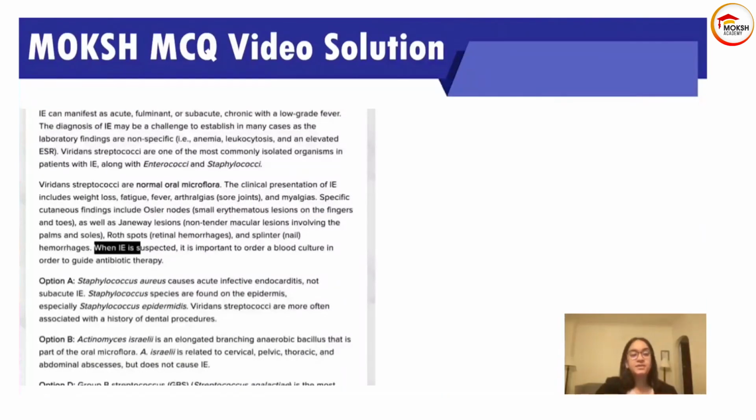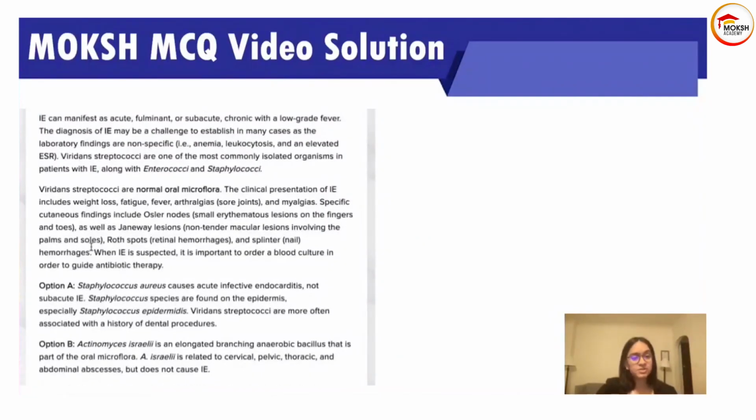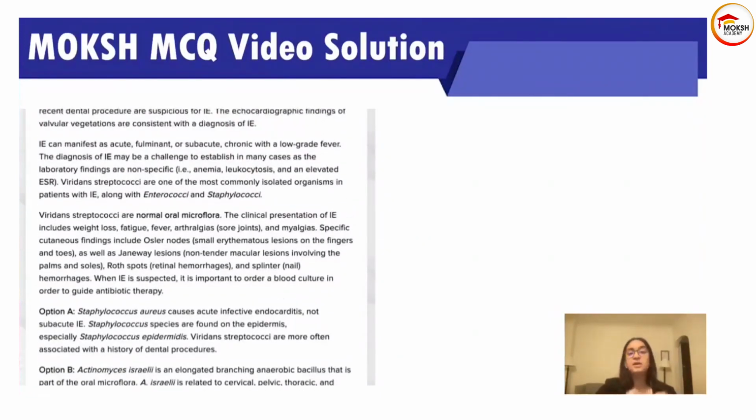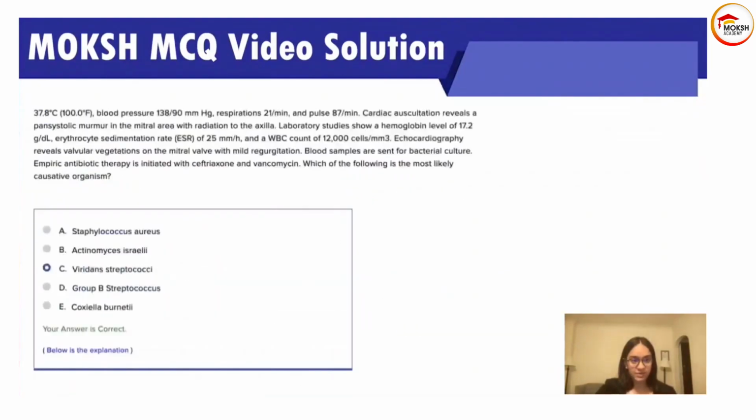And when infective endocarditis is suspected, it's important to order a blood culture in order to guide antibiotic therapy. So straightforward question, you don't need to get into the nitty-gritties. All you need to know is that table I showed you and you should be good.